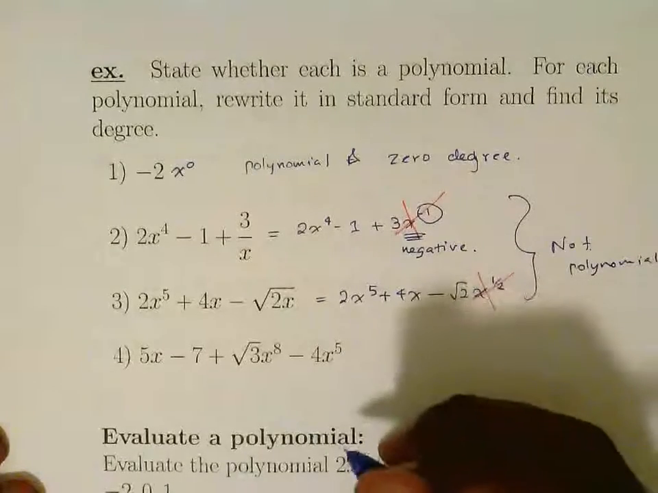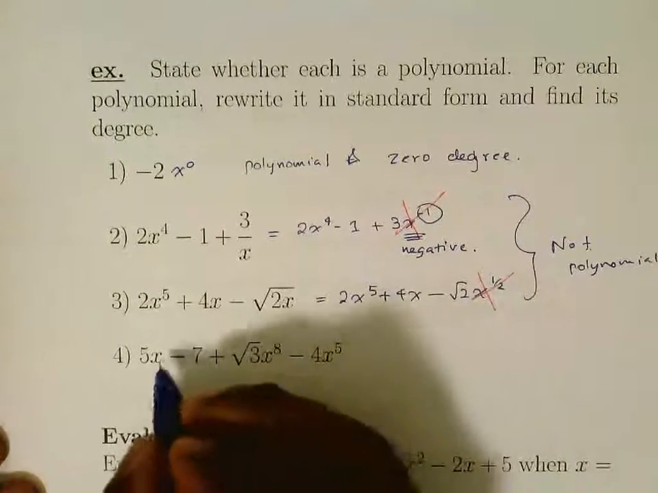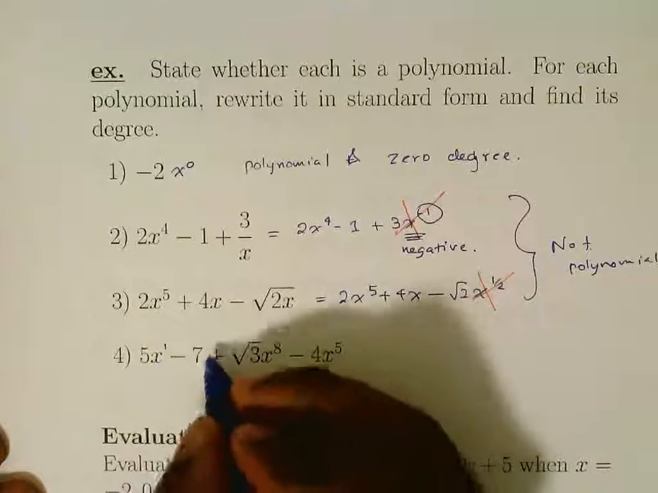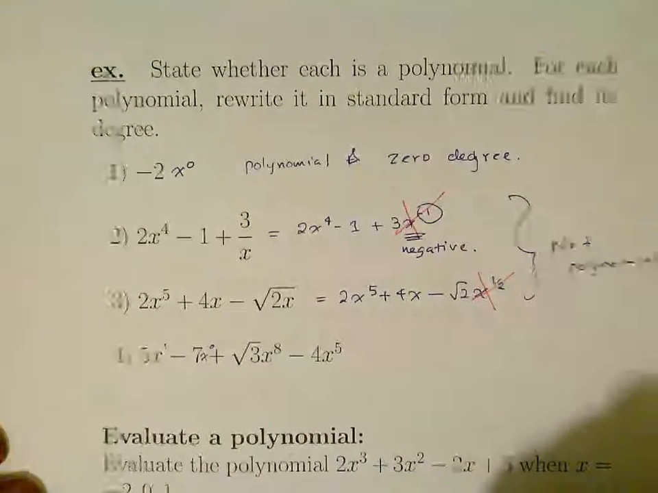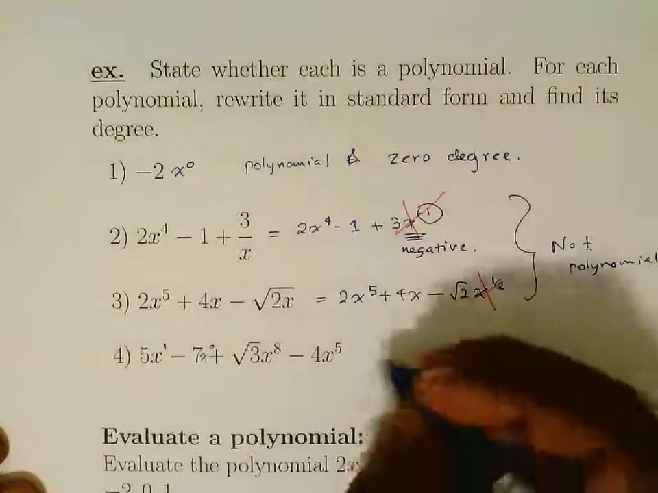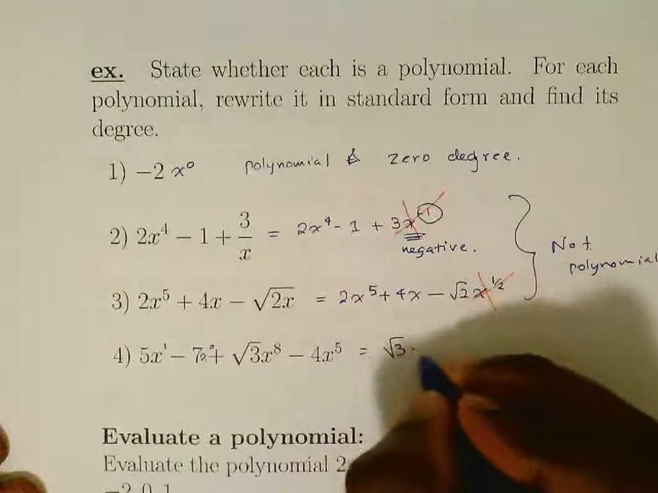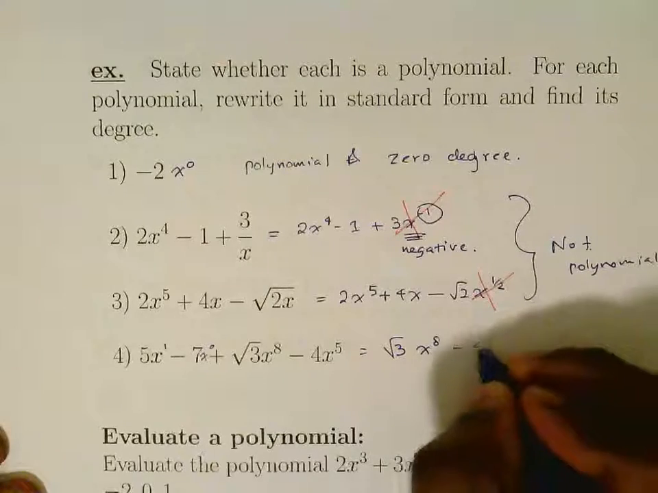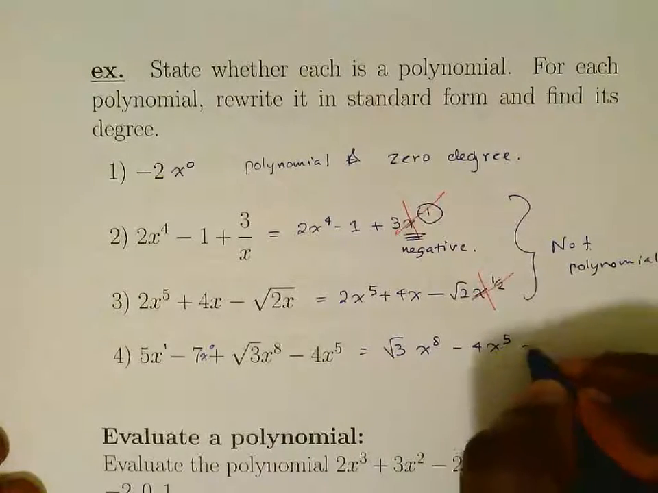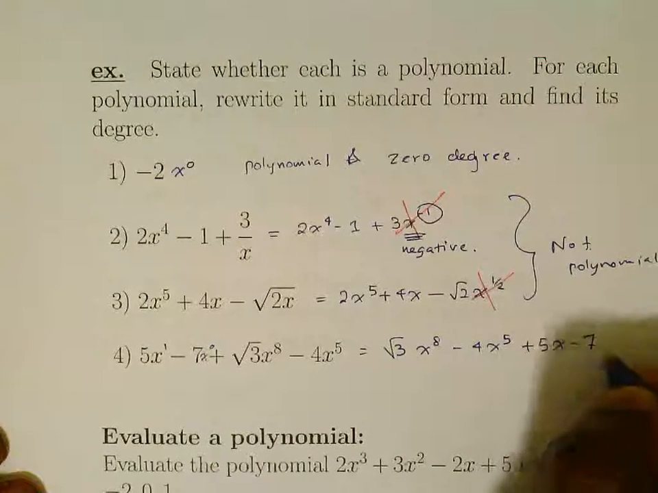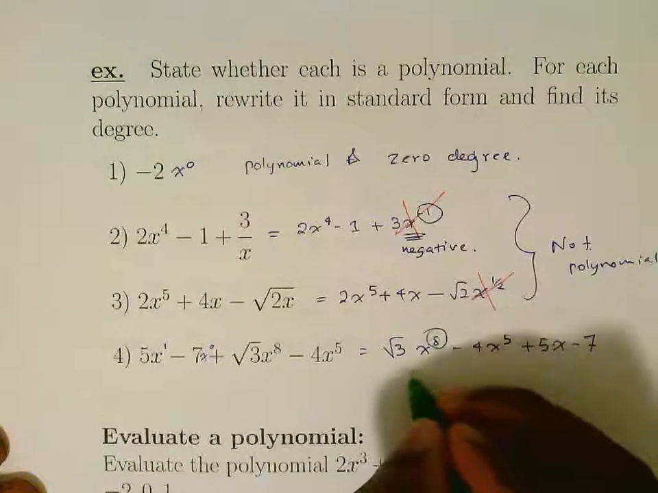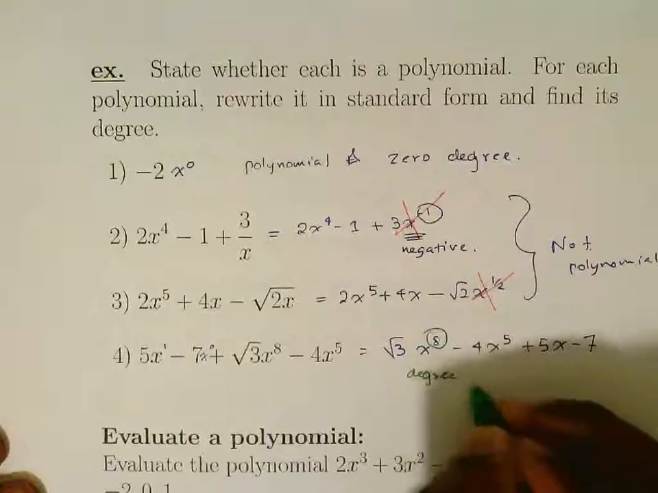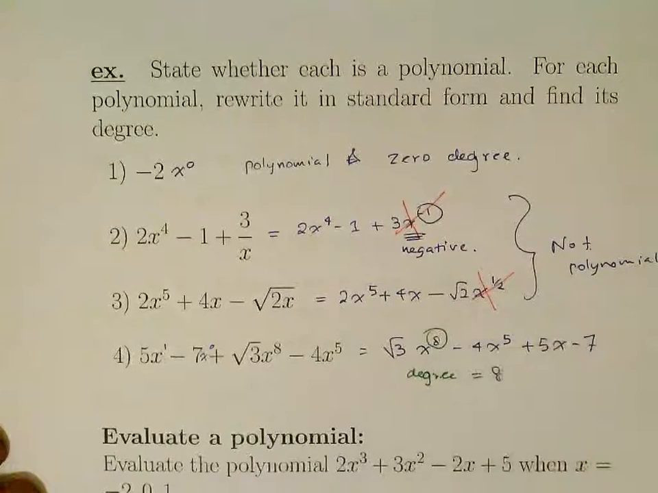Okay. And the last one, if you look at the powers, well, it is. All powers are integers, which means it's fine. It is a polynomial. So that would be root 3x to the power 8 minus 4x to the 5 plus 5x minus 7 is the standard form, and you can see the degree is equal to 8.